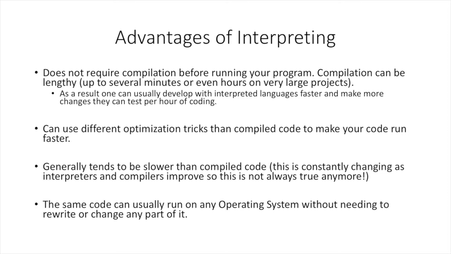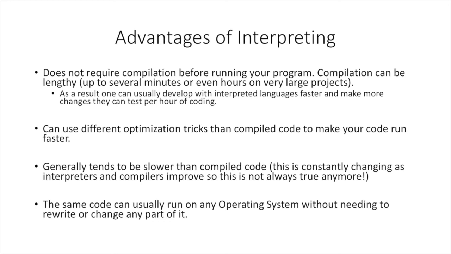Interpreted languages can use different optimization tricks than compiled code to make your code run faster, because the interpreter is running while your program is running and is translating it as it runs. It can learn things about your program, like which code tends to run the most. You will have sections of code that are your main code, what we call the hot code, the code that runs the most. It can heavily optimize that because it sees that's the most important code to optimize, whereas a compiler doesn't have any information about how your code is running and can't make those decisions.